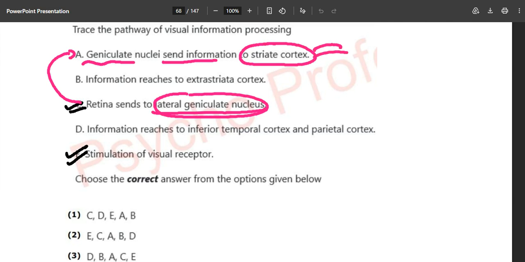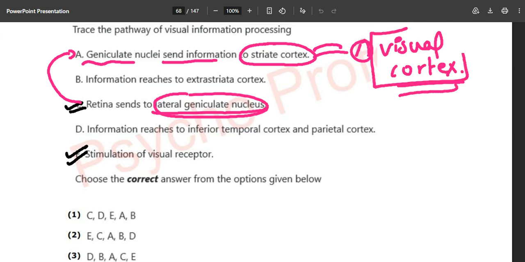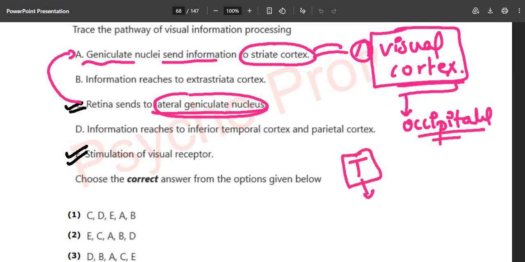that is nothing else but your visual cortex. And now where is this visual cortex located? This visual cortex is located inside your occipital lobe. Now you know about two lobes: first one is the temporal, where you have the auditory cortex, and the occipital lobe, where you have this visual cortex. Remember this thing. This is a prime PYQ of your M.Phil, M.Sc and these entrances.